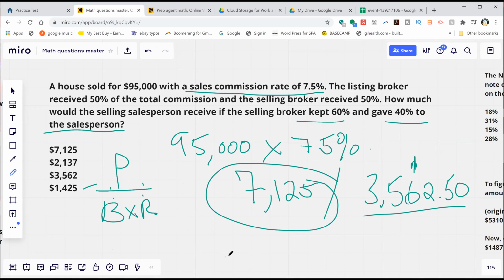1425. Absolutely. Does that make sense, guys? Let me know. Type it in the chat. Because this was a longer one, and I wanted to see that you got it, that you followed along with me, okay? So again, this was a more complicated one.